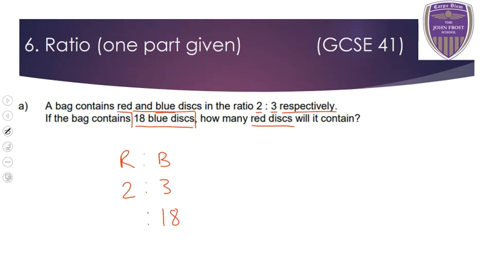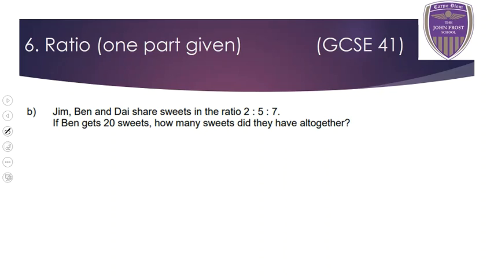And it's similar to an equivalent fraction then. The 3 is being times by something to make 18, which in this case is 6. Okay, 3 times 6 is 18. So if this side of the ratio is times by 6, this side would be times by 6 also. So that would be 12. Okay, so there would be 12 red discs. So as long as you can set it out in a ratio like that and get the order of them correct, then that's an easy question in my opinion.